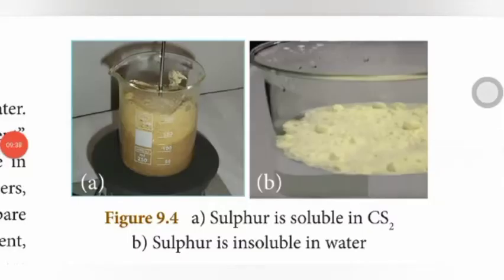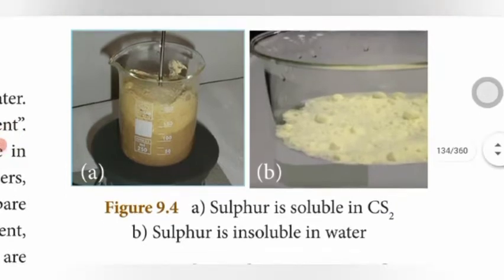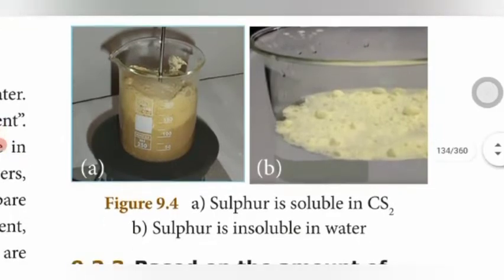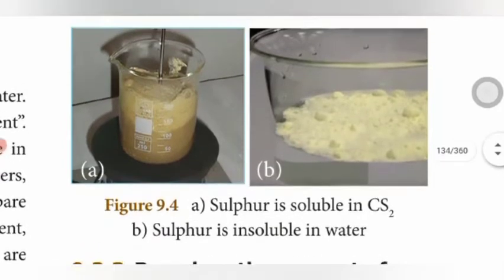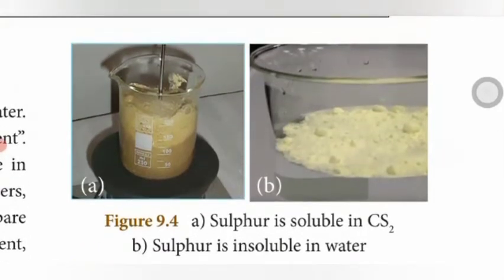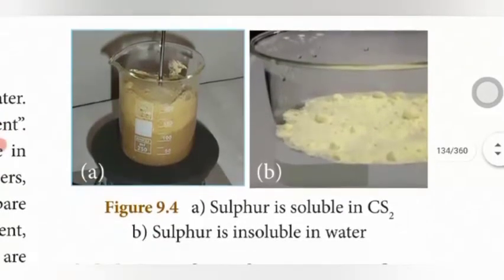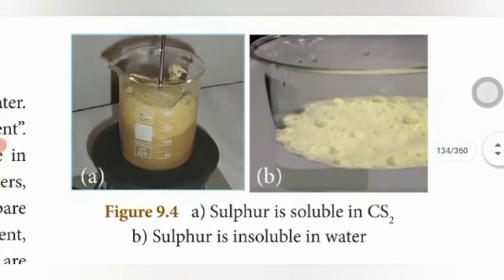See this diagram. Sulfur dissolves in carbon disulfide, so we get a mixture. But in water as solvent, sulfur does not dissolve. So we need another solvent, for example carbon disulfide. Sulfur is soluble in carbon disulfide, but sulfur is insoluble in water. Diagram A indicates sulfur soluble in carbon disulfide. B indicates sulfur insoluble in water.